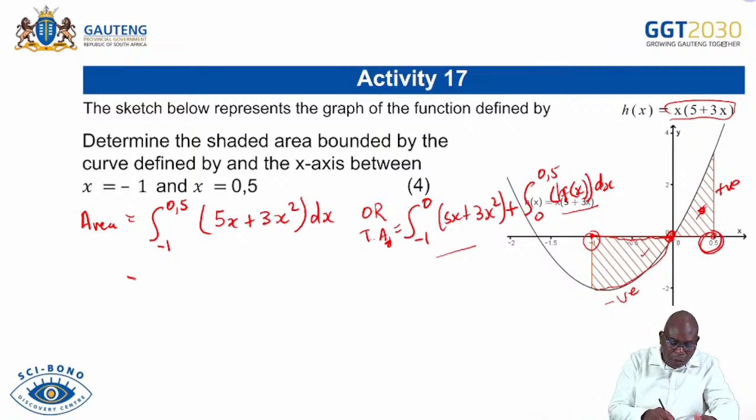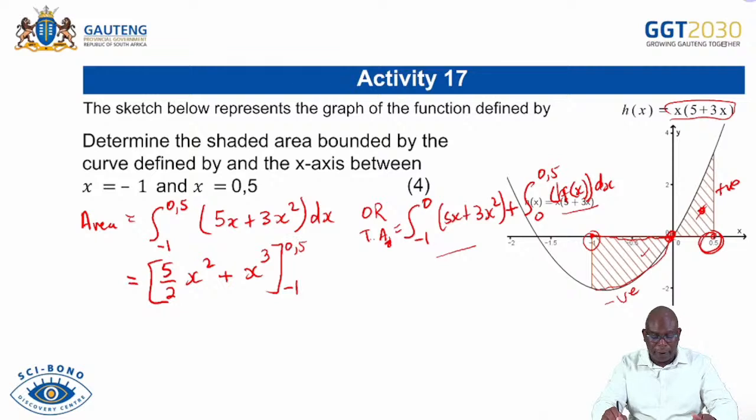Okay, so let me do this one. So from here, we are now going to integrate. Now, let's integrate here. So if I quickly integrate here, the answer that I'm going to get there will be 5 over 2. And then I'm going to get x squared. And then plus x cubed. Then my boundary is going to be 0,5 and minus 1.